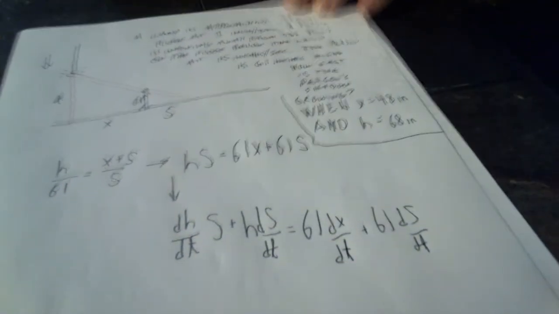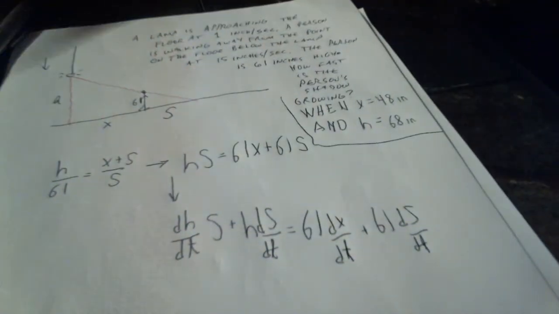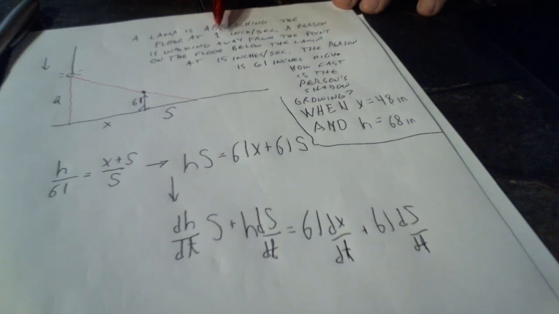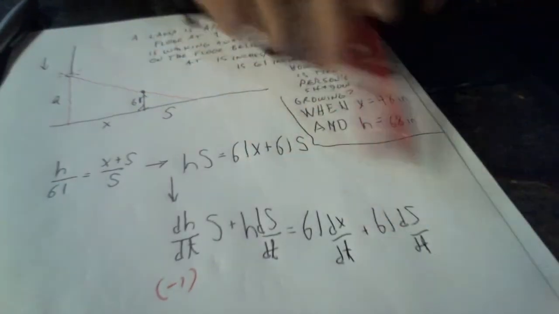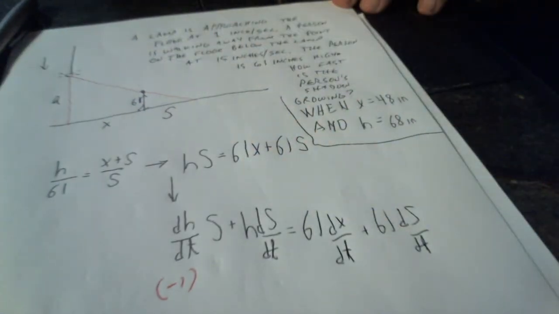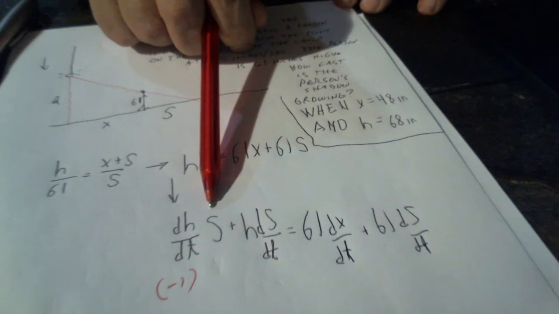Well, let's see what we got here. Boy, there's some stuff we don't know and there's some stuff we do know. I've got the approaching the floor, and that's the change in h, and that's negative. So dh dt is -1. I'd better make that negative because it looks like some of this other stuff is going to stay positive. I don't know s at the fixed moment.